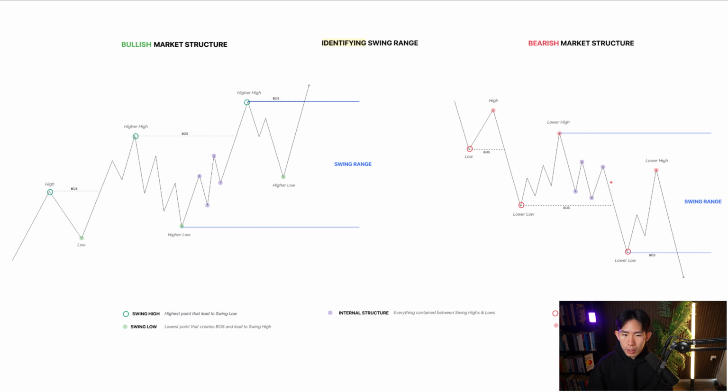Same principle right here on a downtrend, right? Swing high, swing low. After break of structure, this remains as the swing low and then this becomes the new swing high.